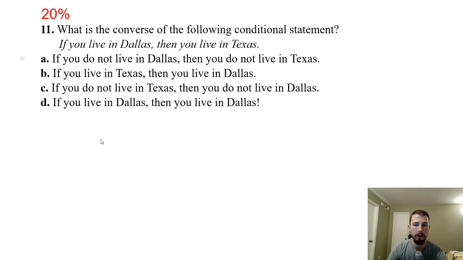What's the converse of the following conditional statements? Remember, converse is like shoes on the wrong feet. So all we're going to do is switch the order. So if you live in Dallas, then you live in Texas. So the converse would be if you live in Texas, then you live in Dallas, which would be B as in Bravo, which most of you guys got right.